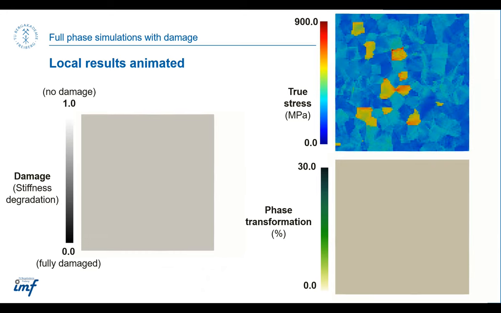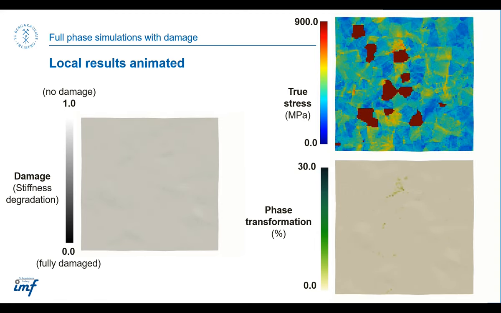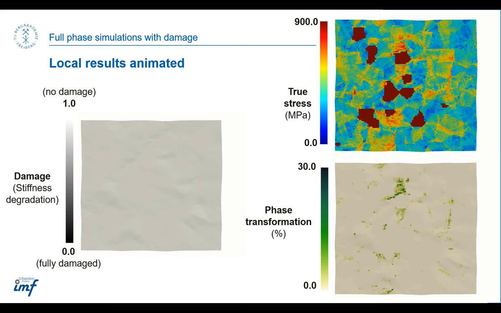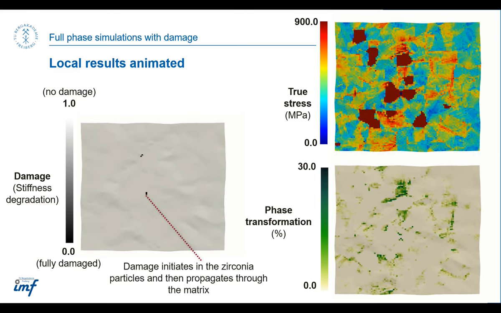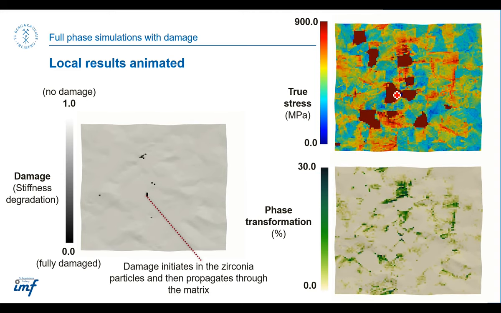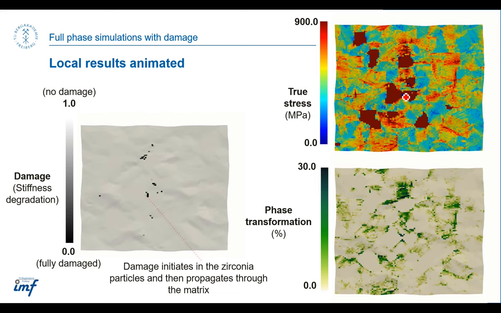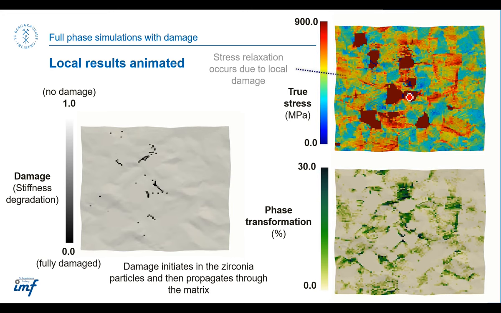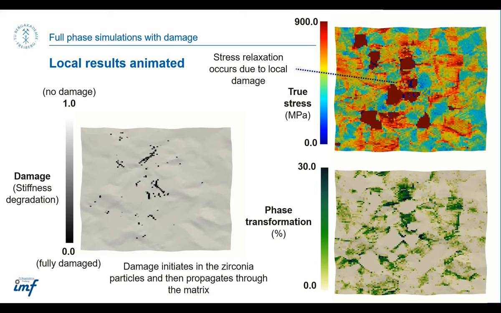So we see that the stresses in zirconia particles continuously and significantly rise. And then when the damage initiates, there is stress relaxation between those zirconia particles. Due to damage initiation and propagation, there is stress relaxation, and it moves in other certain directions. We also see that the phase transformation continues to increase.